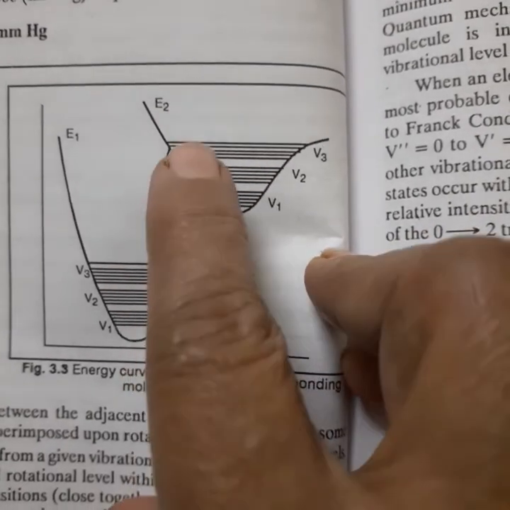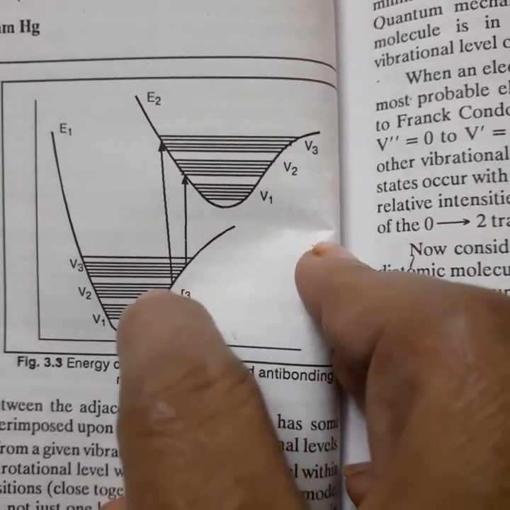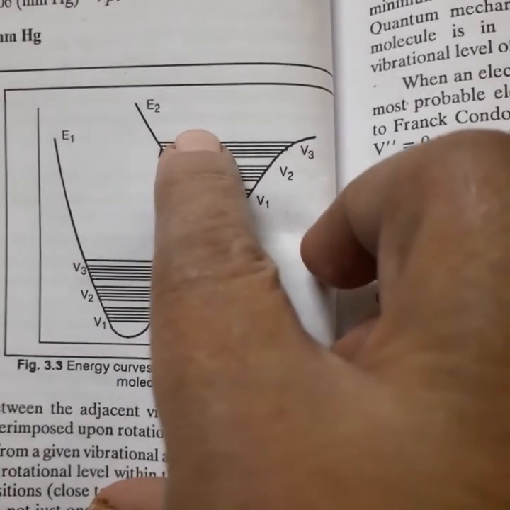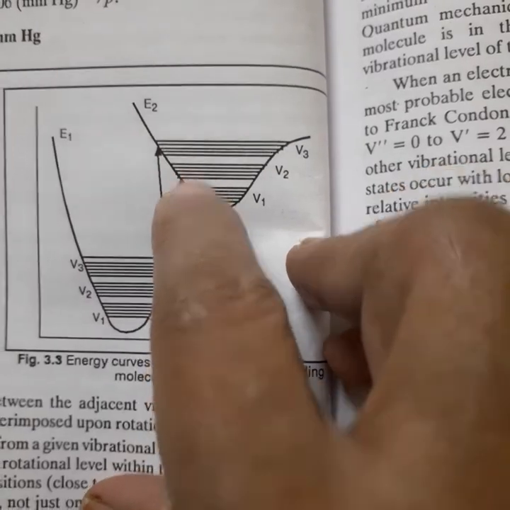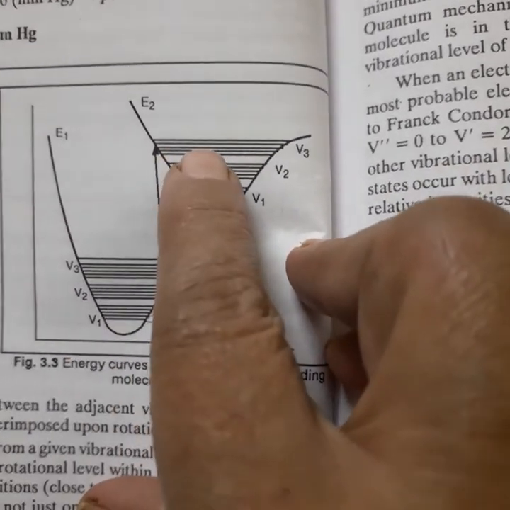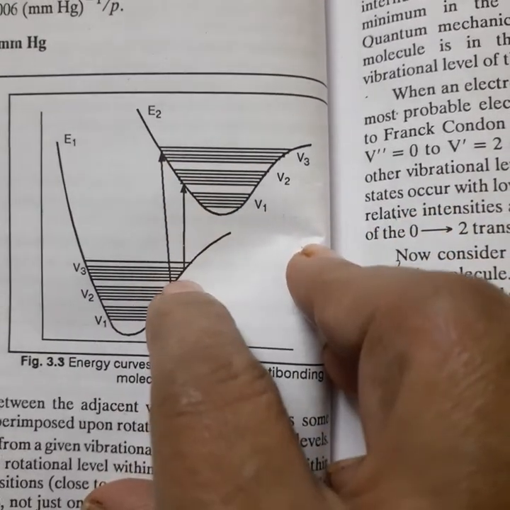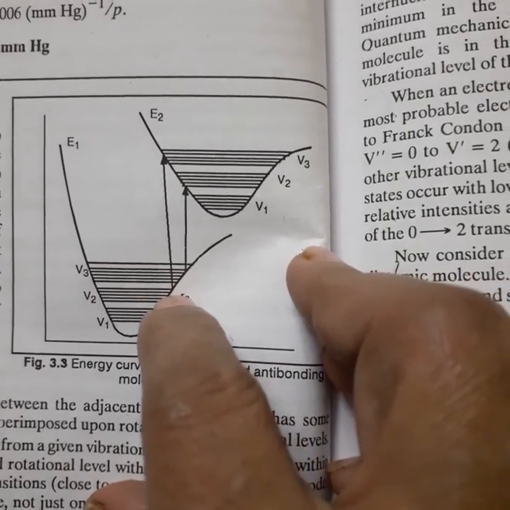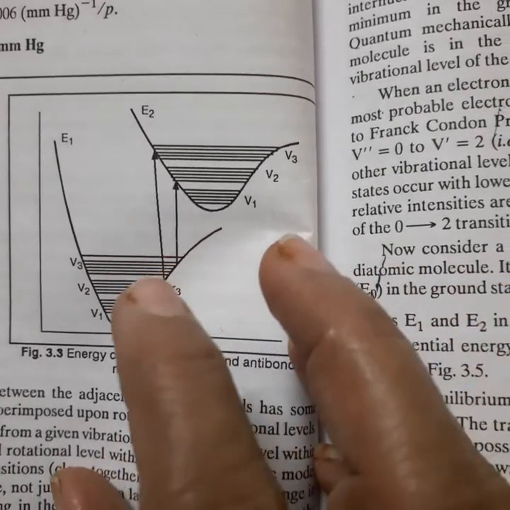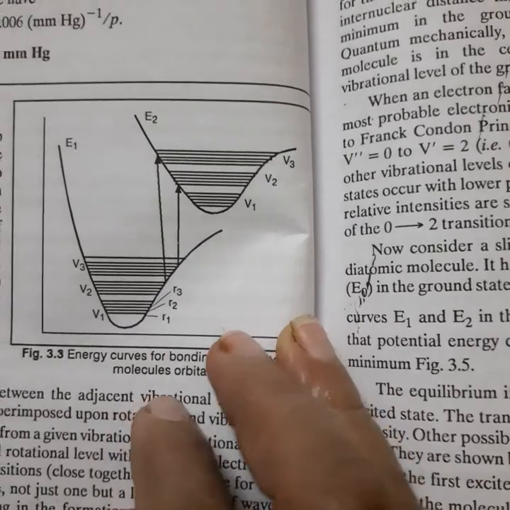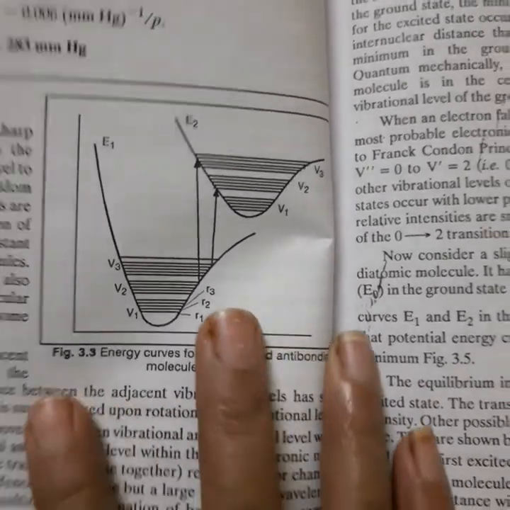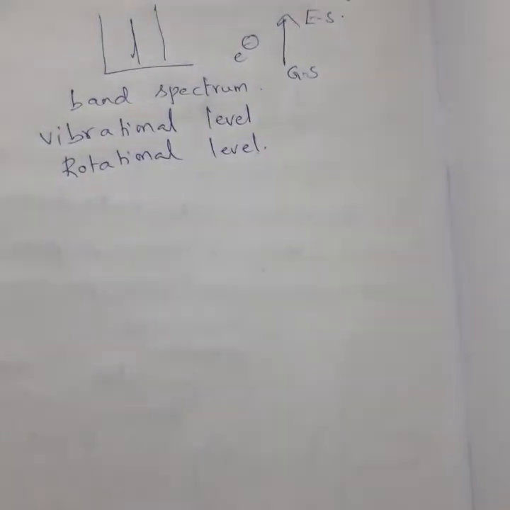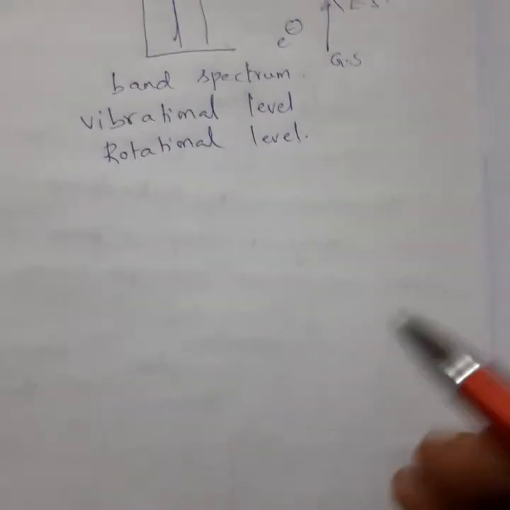Means during these transitions, though the electron changes from one level to another, parallelly vibrational changes are taking place as well as rotational changes. So that's why we are getting a bulk of wavelengths which are very close together. So that's why we are getting a band spectrum. Okay, right. Now I will explain this diagram clearly.